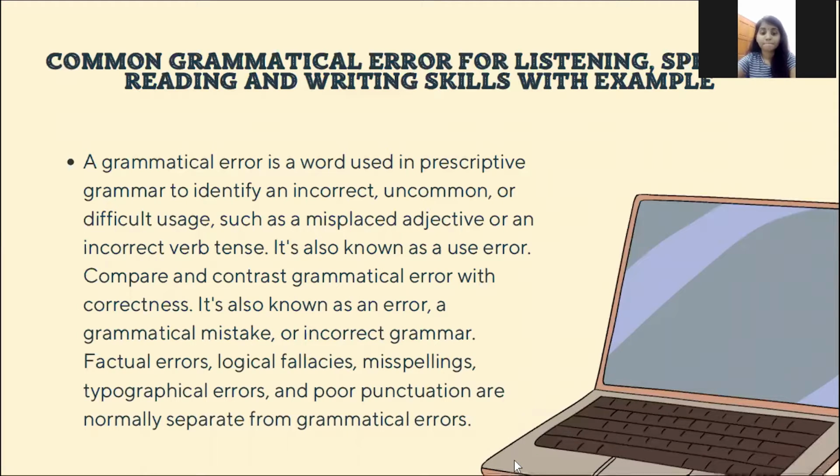So for the common grammatical errors for listening, speaking, reading, and writing skills: a grammatical error is a term used in prescriptive grammar to identify an incorrect, uncommon, or difficult usage, such as a misplaced adjective or an incorrect verb tense. It's also known as a usage error. So compare and contrast grammatical error with correctness. It's also known as an error, a grammatical mistake, or incorrect grammar. Factual errors, logical errors, misspellings, typographical errors, and poor punctuation are normally separate from grammatical errors.